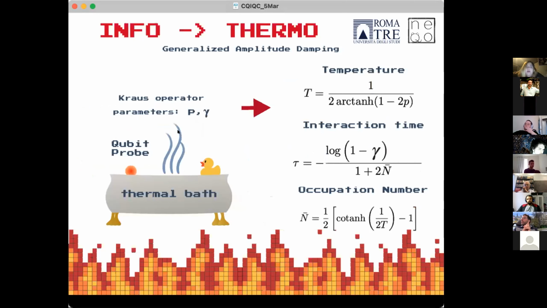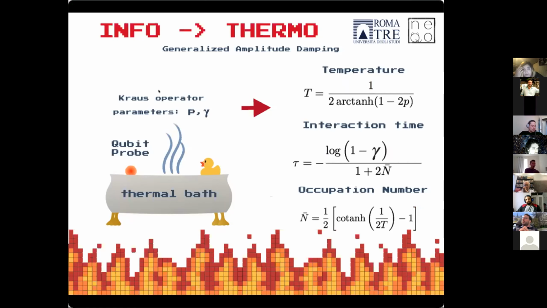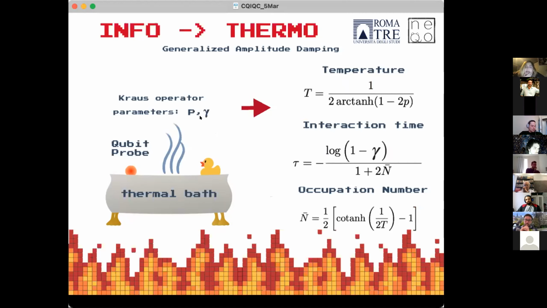Okay, so we have two parameters described in the Kraus operators, which are P, the probability of either the amplitude damping or the inverse amplitude damping happening, and gamma, which is the decay rate. And from those two parameters, we can establish some thermometric parameters, which are those that characterize our interaction with the bath. So we can find out the temperature, which will depend on the probability P, and the interaction time, which will depend both on gamma, which is the decay rate, and as well on the temperature through the occupation number of the thermal bath, which depends on the temperature as well.